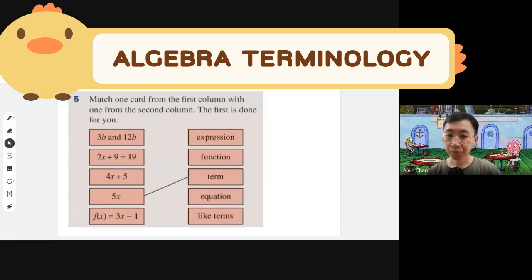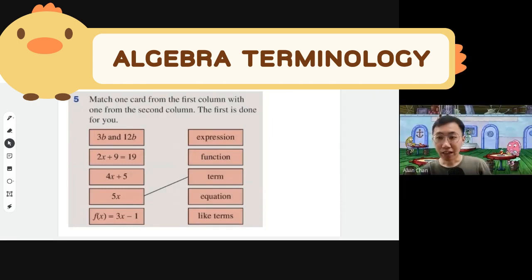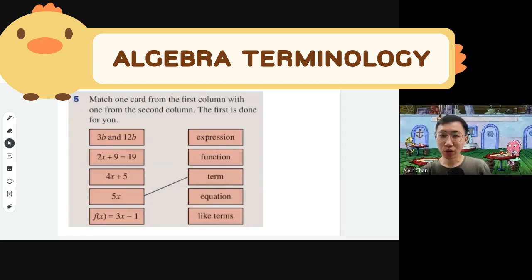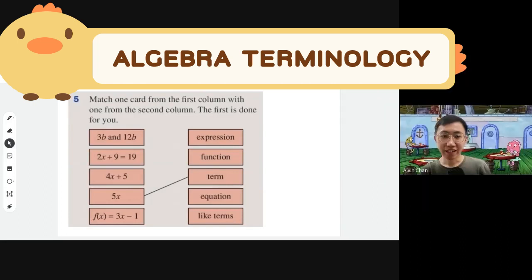Try this. Summary. First one is like terms. Correct, like terms. Second one is an equation. Yes, very good. What is the third one? The third one is expression. Yeah. And then 5x is known as term and fx means function.